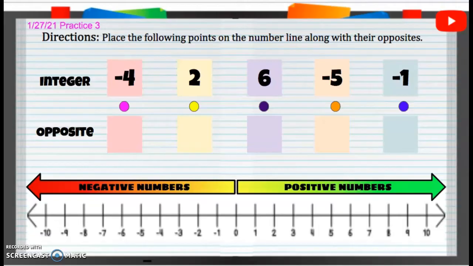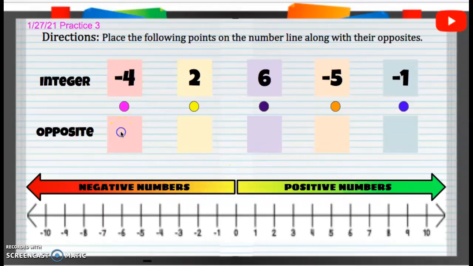All right, so we're going to place the following points on the number line along with their opposites. So there we have integers, or their numbers, and their opposite. So the opposite of a positive is a negative. The opposite of a negative is a positive. It's just taking that from 0 and going on either side, on opposite sides of the number line.